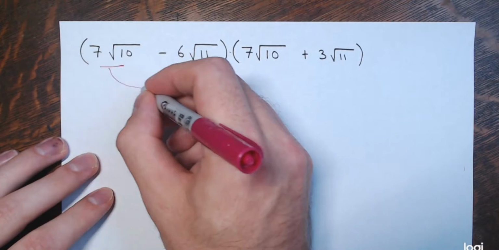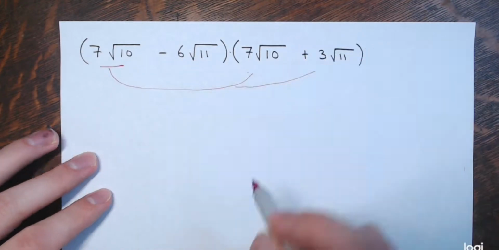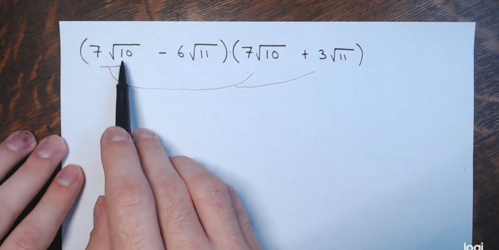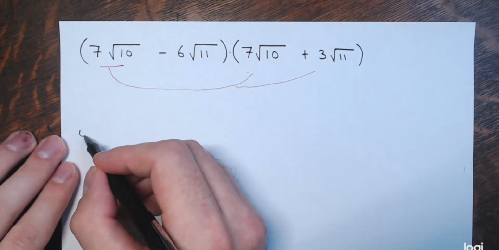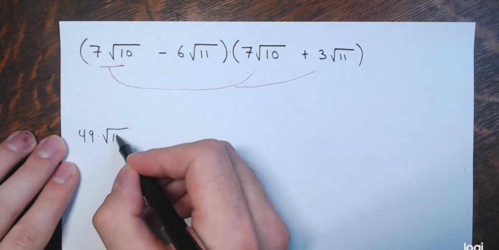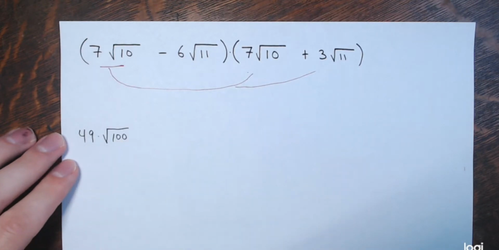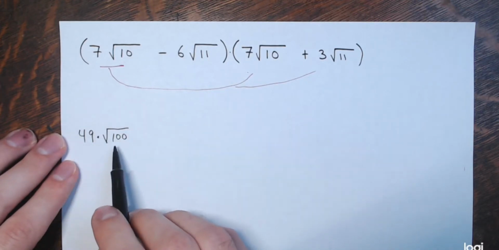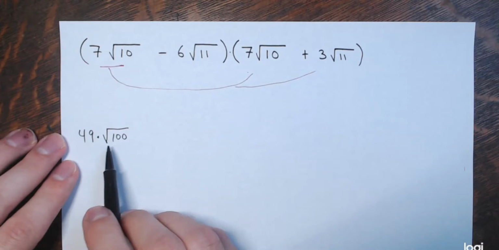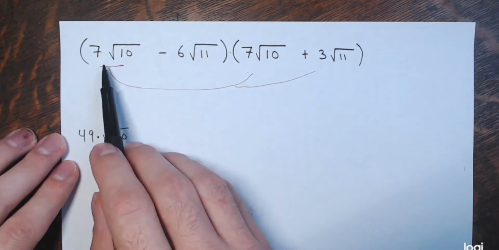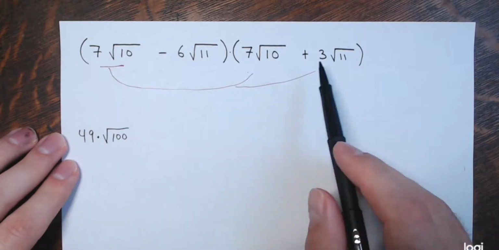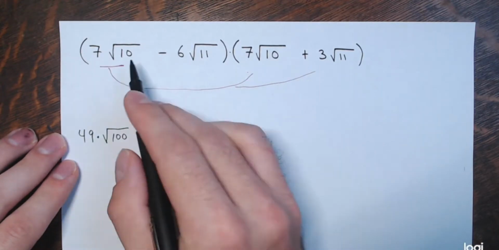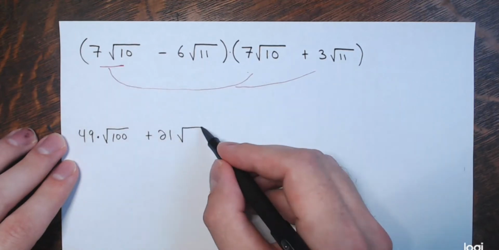So I'll start with this 7 times the square root of 10, and we'll distribute to the other expression. Now 7 root 10 times 7 root 10, that'd be 49 times the square root of 100, multiplying the non-radical factors and the radical factors. It's easy to simplify this, right? Square root of 100 is 10, so this will just be 490. Anyway, then 7 root 10 times positive 3 root 11. The 7 times 3 is 21. And square root of 10 times square root of 11 would be square root of 110.